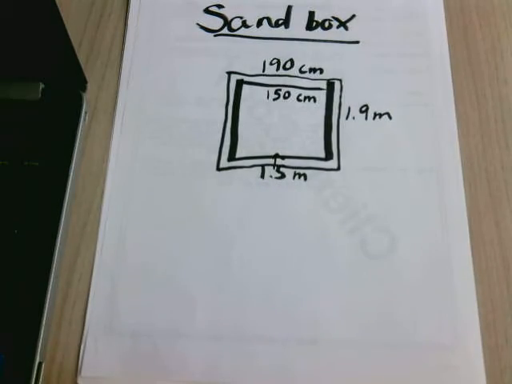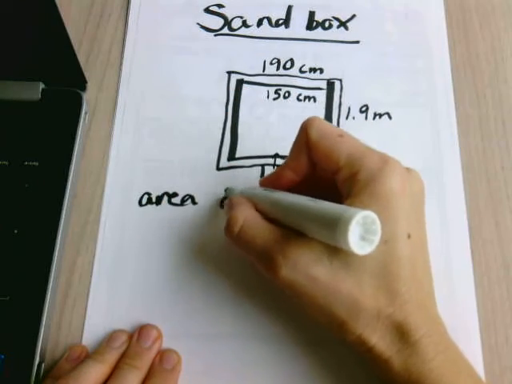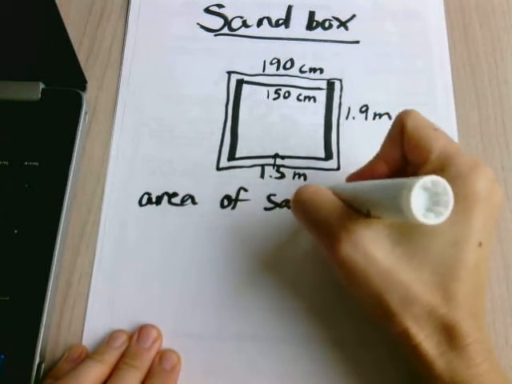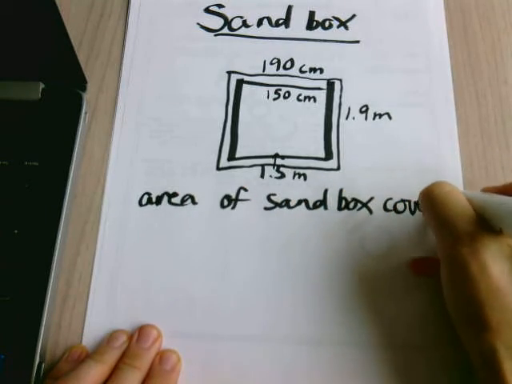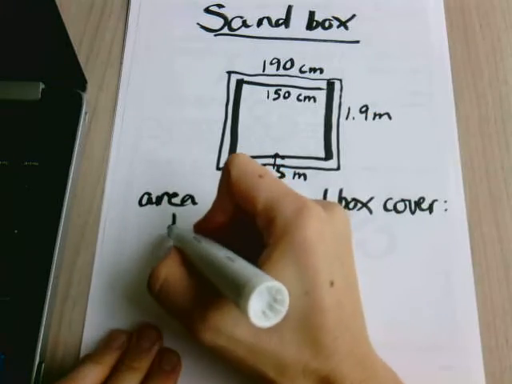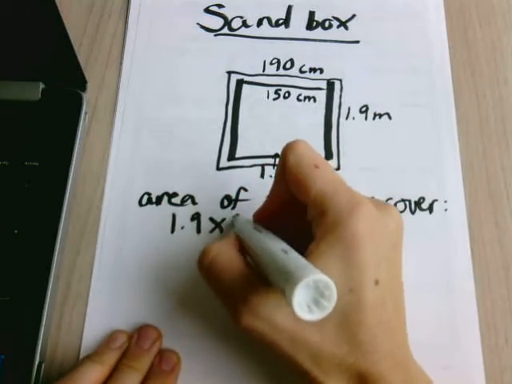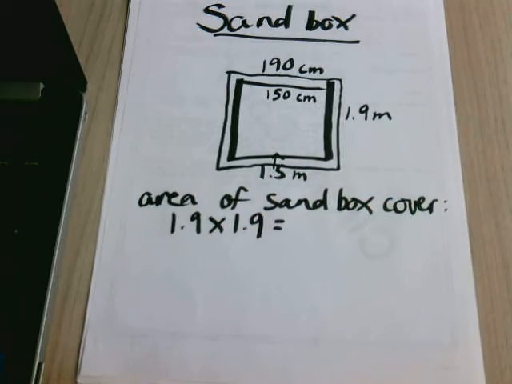Okay, so the area of the sandbox cover is going to be 1.9 times 1.9. Take a second to do that calculation.